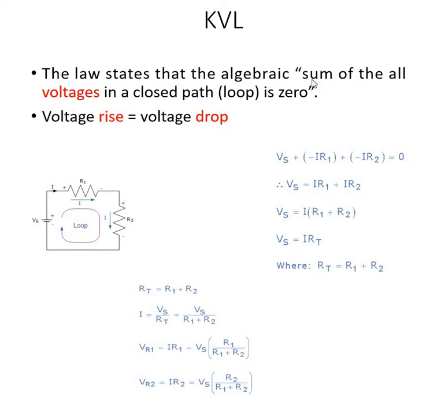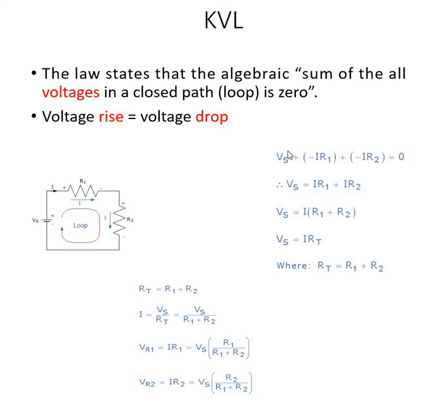Okay, the algebraic sum of all the voltages in a closed path is equal to 0. So this is about Kirchhoff's voltage law, or, in another simple term, voltage rise equals voltage drop. See here, what is the voltage rise? Here is a 10 volt source, so 10 volts is the voltage rise. It is equal to the voltage drop, which is VR1 plus VR2.